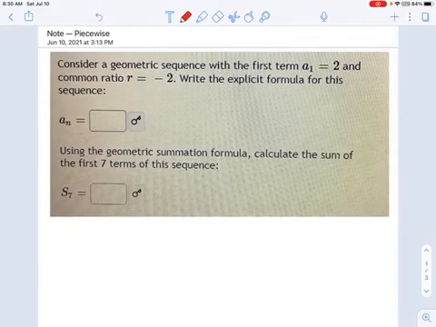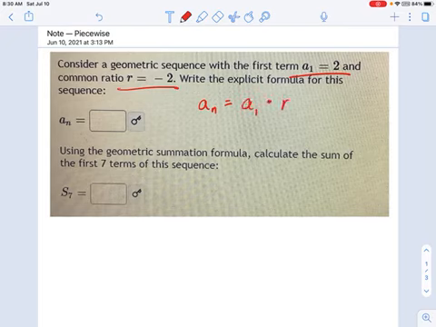So in this video, we're going to buzz through two quick examples of evaluating a geometric series. And we're given some information here at the top. A1 equals 2, R equals -2, and it wants to know the explicit formula. So we haven't gotten to the series part yet. But if you remember what the explicit formula is for geometrics, it's An equals A1 times R to the n minus 1. So all you do is you just plug everything in, right?